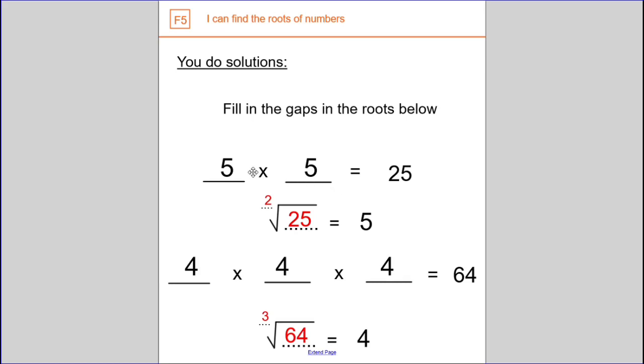So for the first question, we want to find the square root of 25. That means two numbers multiplied together that gives us 25, which is equal to 5, as 5 times 5 gives us 25. For the second question, we want the cube root of 64. We want three same numbers that multiply to give us 64. That means we need to do 4 times 4 times 4. So the number is going to be 4.